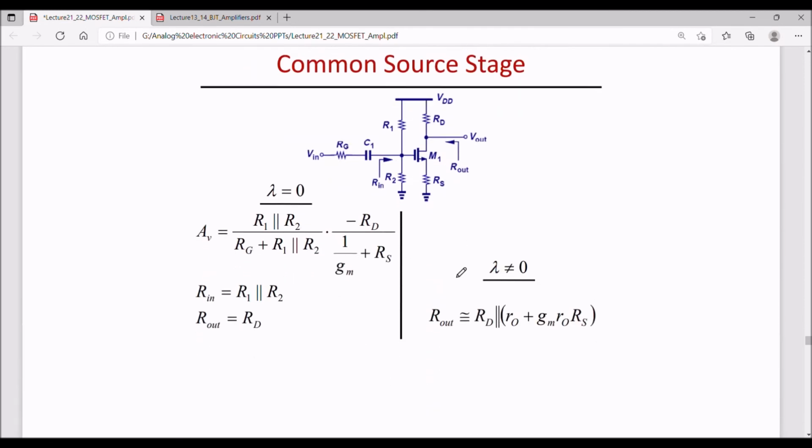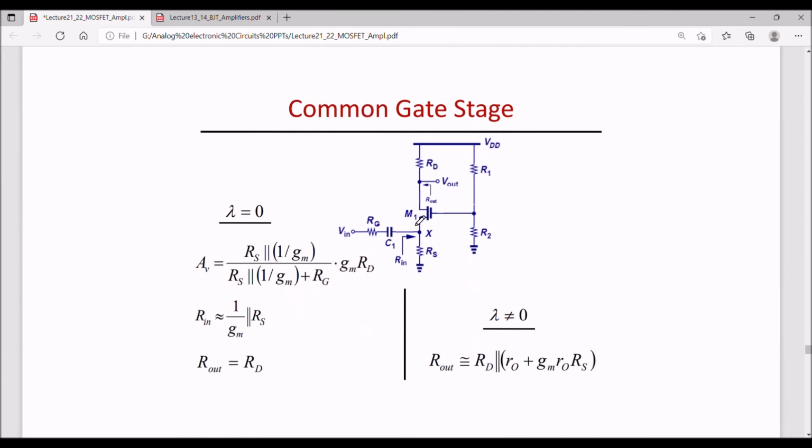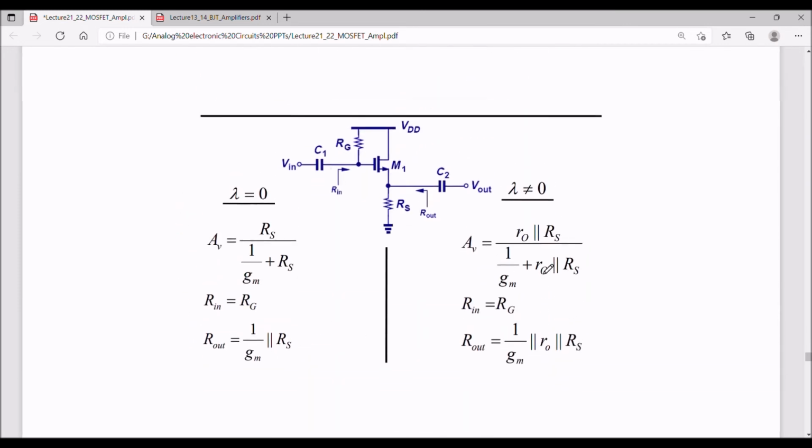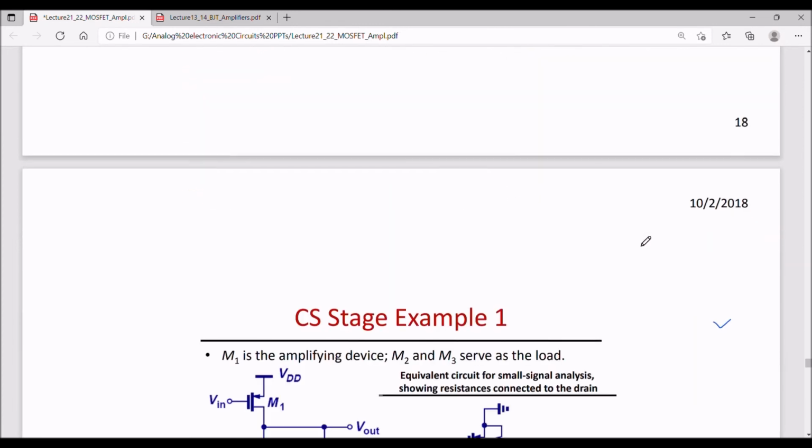So in fact these all are completely biased stages. Common source stage for example, and we have calculated the gain, input impedance, and output impedance. Similarly for common gate, with this biasing we had calculated gain, input impedance, output impedance. Then for source follower also, with this circuit we had calculated gain, input impedance and output impedance, both for lambda 0 and lambda not 0. So we know how to do all these things that we have learned in this course so far.